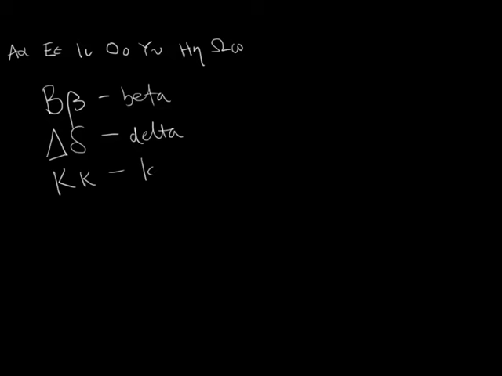Then we have kappa, which is a k sound. It's always a hard k. There's no soft c in Greek. It's just k. And then you have tau, and that is like that. Those are easy consonants. They are easy to learn because they look exactly like their English counterparts and they have exactly the same sounds. So we have those.